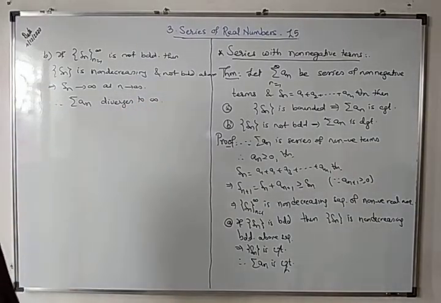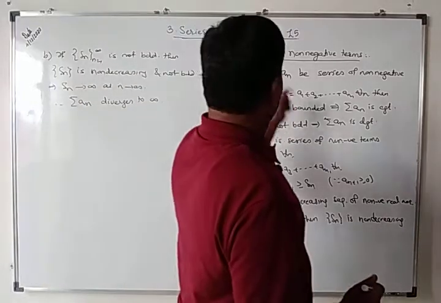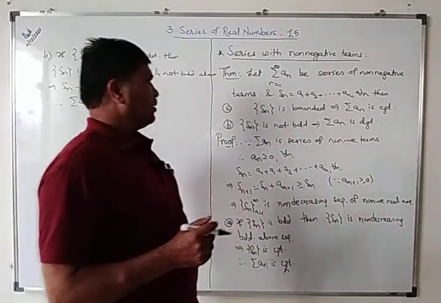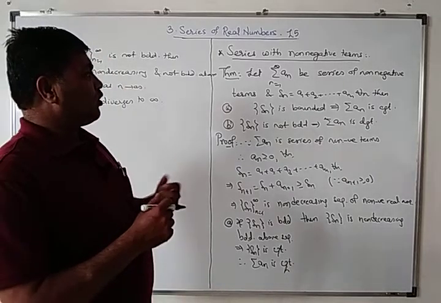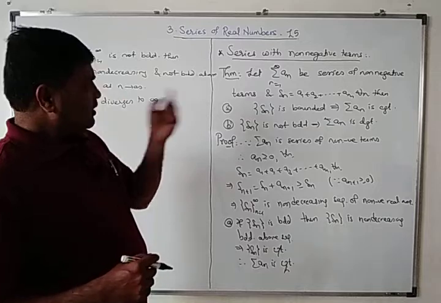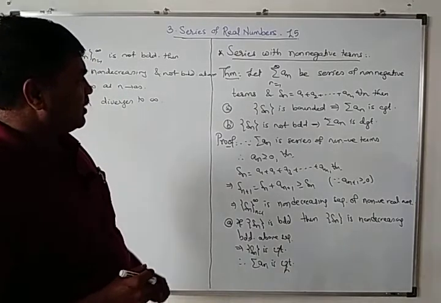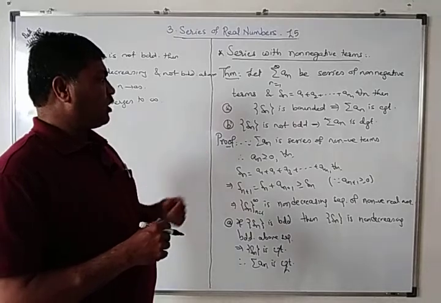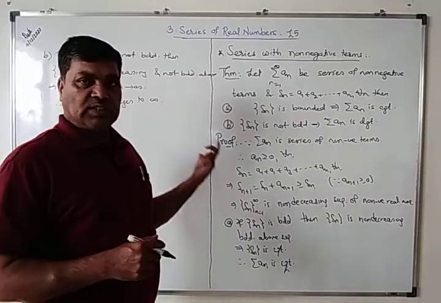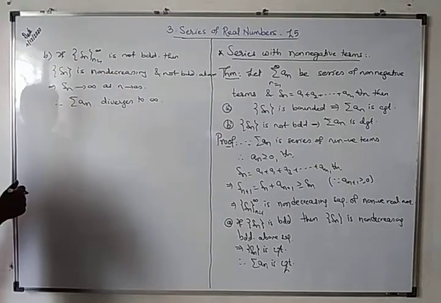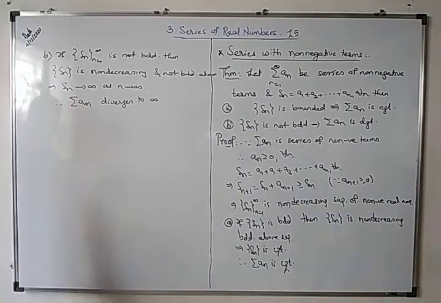Okay. On the same lines, I can talk about series of non-positive terms also. So if summation a_n is a series of negative terms and S_n is the nth partial sum, then whenever S_n is bounded, summation a_n is convergent, and if it is not bounded, then it is not bounded below, so it must approach minus infinity. Okay, so depending on this, we'll take the next results.